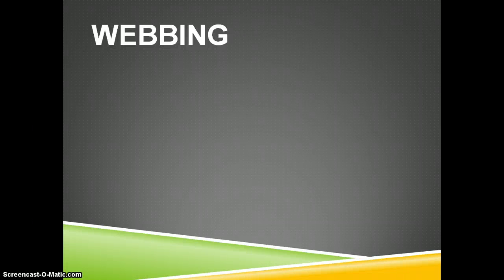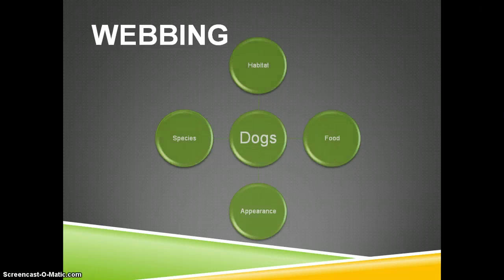Webbing starts from one central idea, usually inside a circle. The next level of circles is topics that relate to the central idea. I will ask the students what kind of food dogs eat, their habitat, different types of dogs, and the appearance of the animal to demonstrate this type of pre-writing. Webbing organizes the ideas of a central topic to each of the branching ideas.